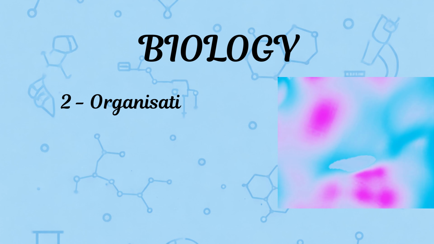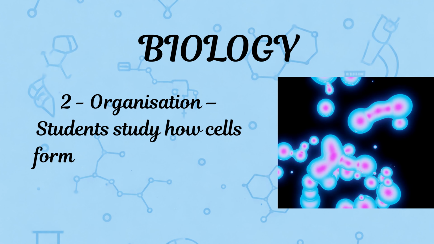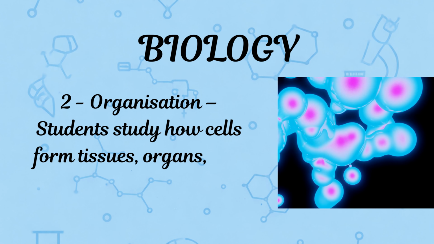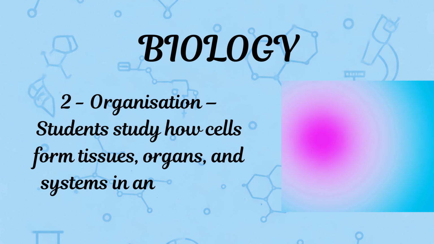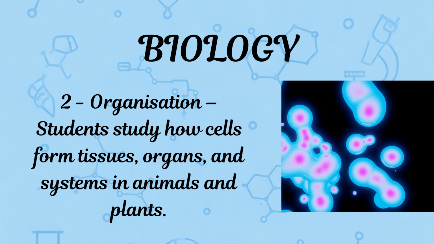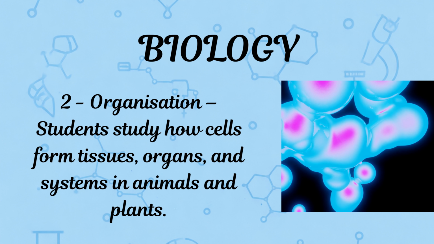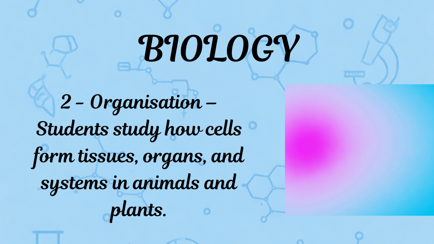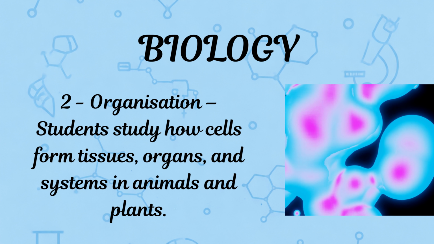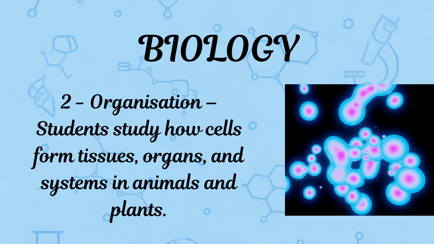Okay, point two for biology is going to be organisation. So students study how cells form tissues, organs and systems in animals and plants. So that's going to include things like your heart, things like the components in your blood, things like knowing that an artery goes away from the heart and a vein goes back in, things like your stomata, things like your leaf structure.